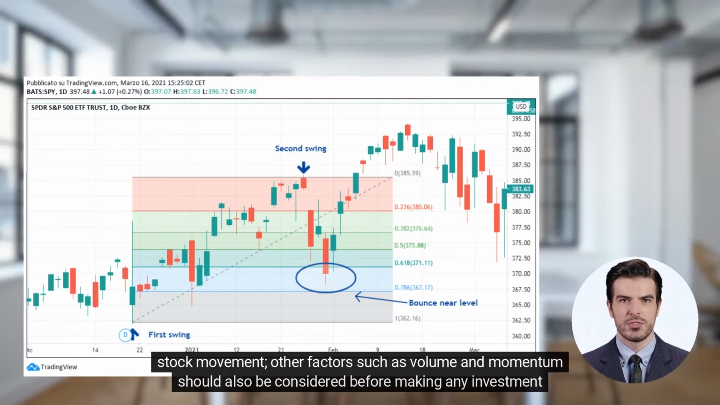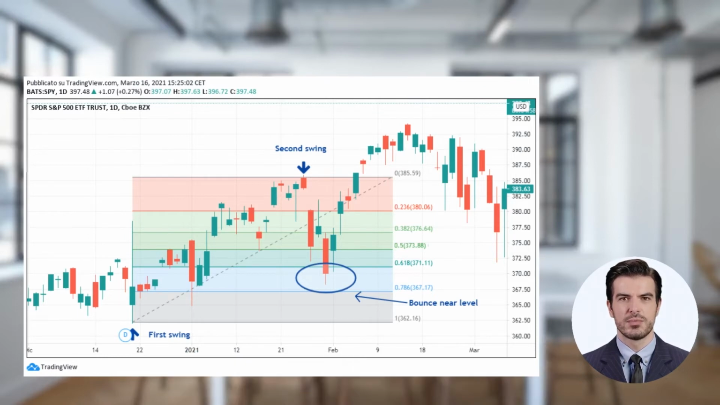Other factors, such as volume and momentum, should also be considered before making any investment decisions. Pros and cons of Fibonacci retracement.